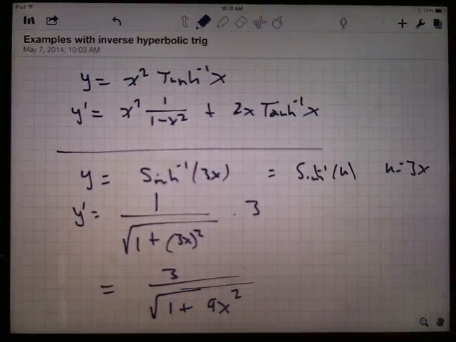Okay. Anyway, all the rules that we've learned, product rule, quotient rule, sum rule, difference rule, chain rule, sines and cosines, all work together and play nicely with these new hyperbolic trig functions and inverse hyperbolic trig functions.